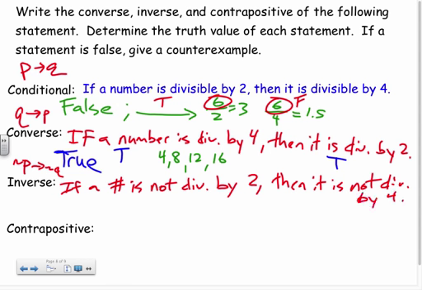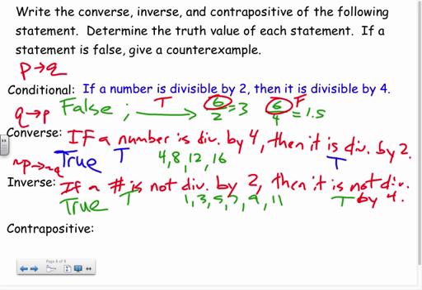So if a number is not divisible by 2, which means all of our odd numbers, right? So like 1, 3, 5, well, this is true, isn't it? I can have a number not divisible by 2: 1, 3, 5, 7. Then it is not divisible by 4. Well, all numbers that are not divisible by 2 are also not divisible by 4, right? None of these numbers are divisible by 4, so this is also true. So that makes this whole thing true, right? Because if a number is not divisible by 2, all of our odds, then it's also not divisible by 4.